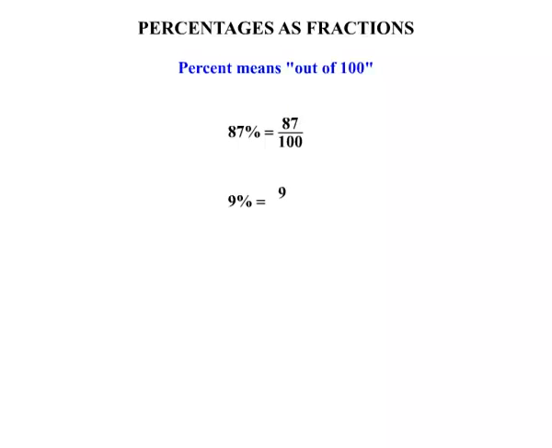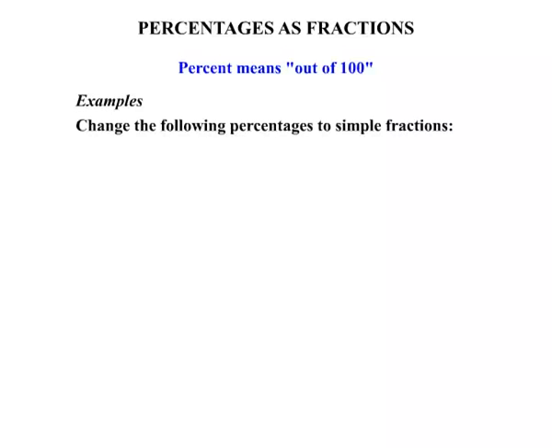9% means 9 out of 100. And even if we have a decimal, 12.5% means 12.5 out of 100. So whenever we see that percentage symbol, the percent sign, we write out of 100. Let's look at a few examples now. We're asked to change the following percentages to simple fractions.